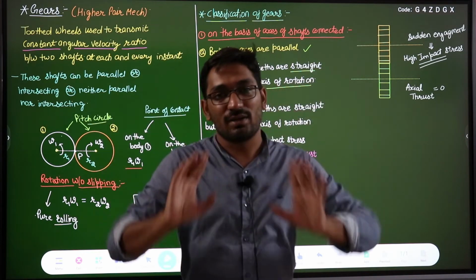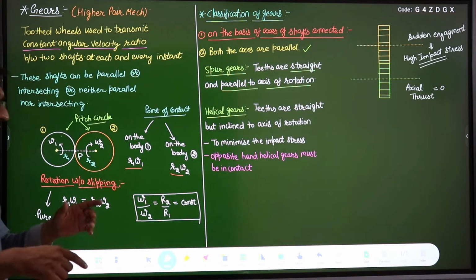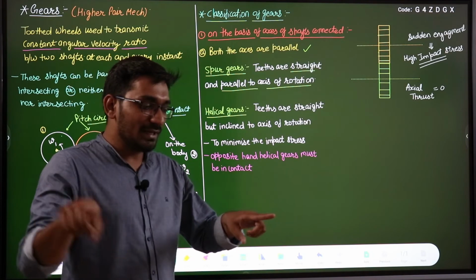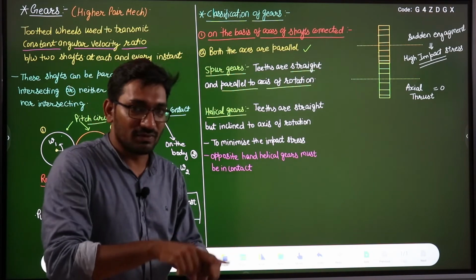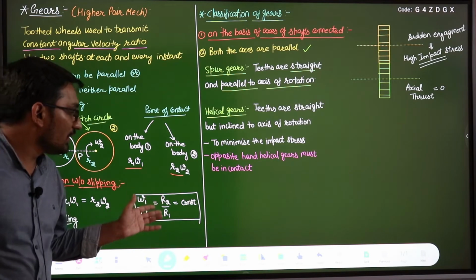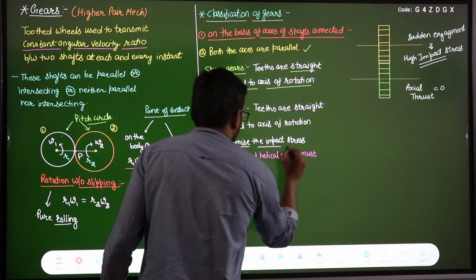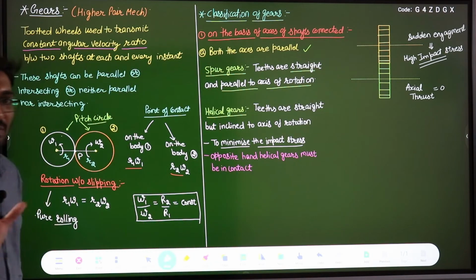And then they disengage at a point. So this is the advantage, because the complete area is not coming, the complete tooth is not engaging with the other tooth. So because of this, your impact stress is minimized. Because of this, the impact stress is minimized.